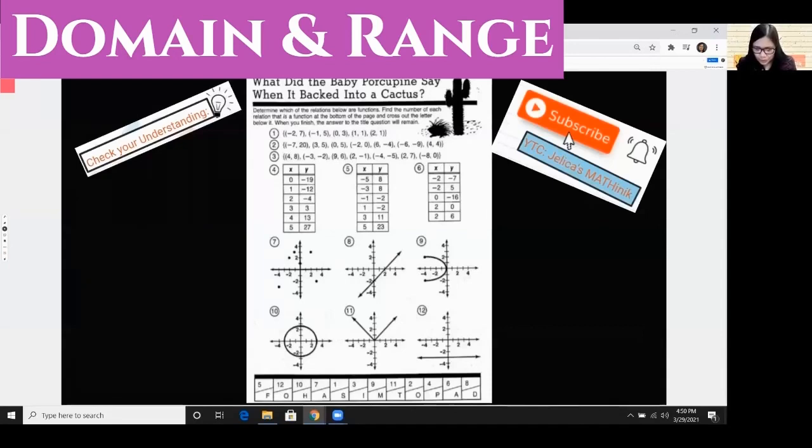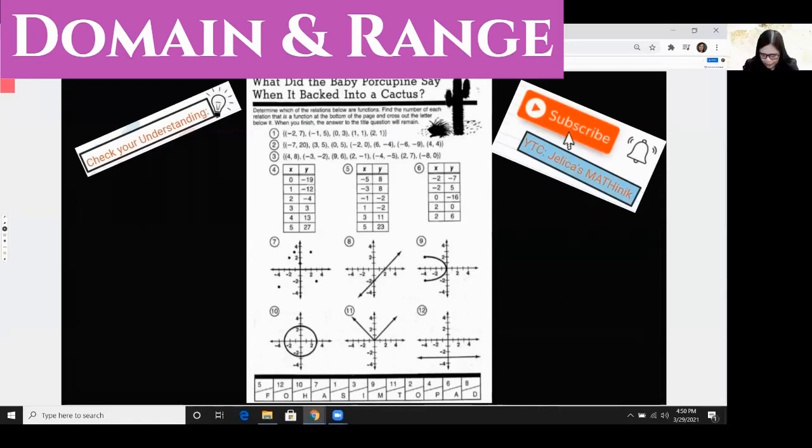We're going to determine which relations below are functions and then find the number of each relation that is a function. At the bottom of the page, we're going to cross out all the letters below. When you finish, the answer to the title question will remain. So we're going to discover what the baby porcupine says to the cactus. Okay, so what is the message behind this?